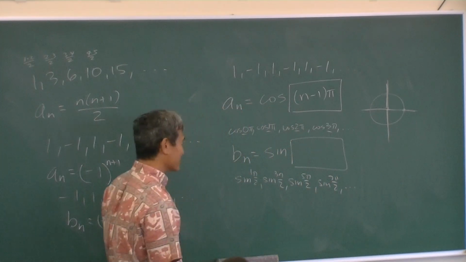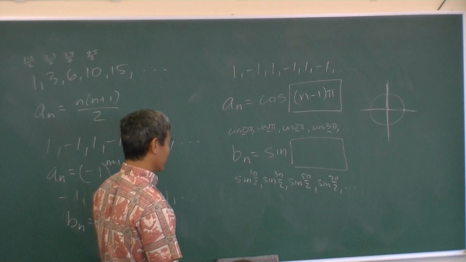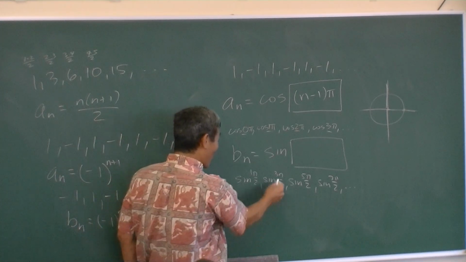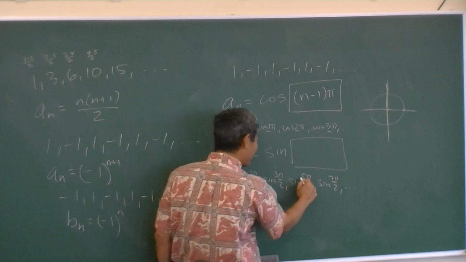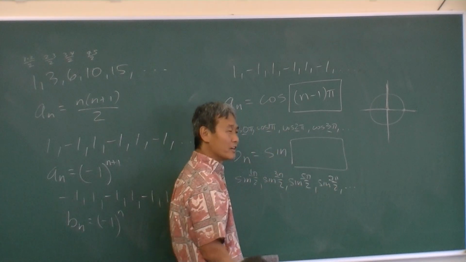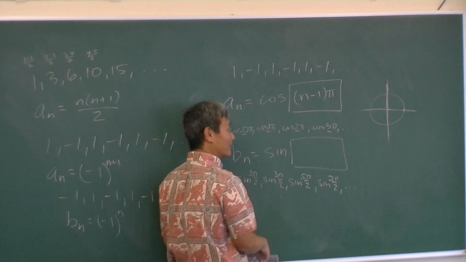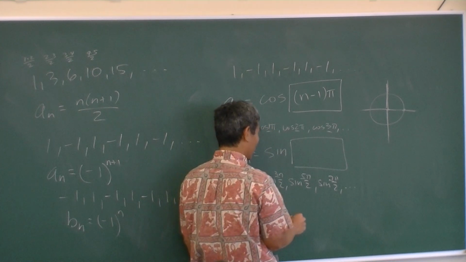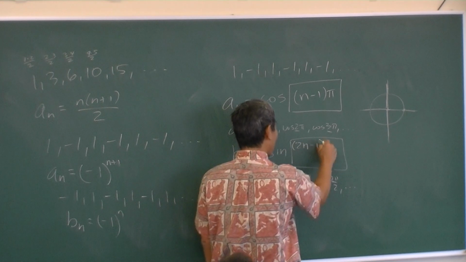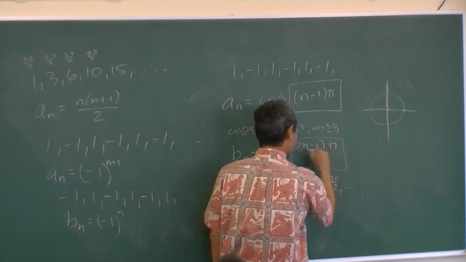Is there a pattern to this, or are these just random things? There's a pattern. Look, the only things that are changing are 1, 3, 5, 7. How do you generate the numbers 1, 3, 5, 7, which are the odd numbers? We just did it 5 minutes ago. 2n minus 1, that's the odd numbers, and then pi over 2.